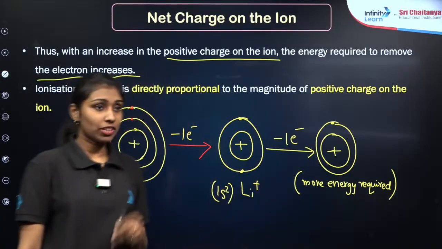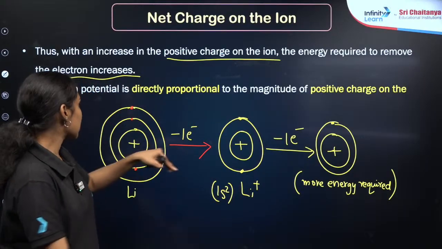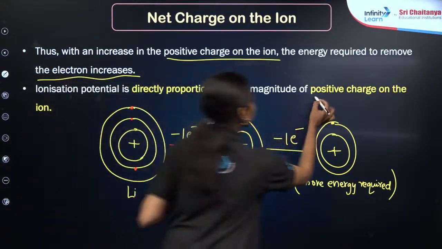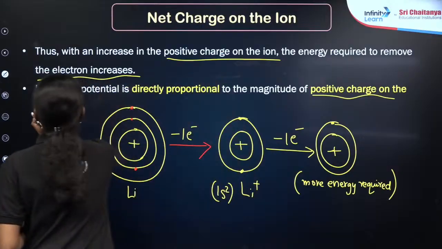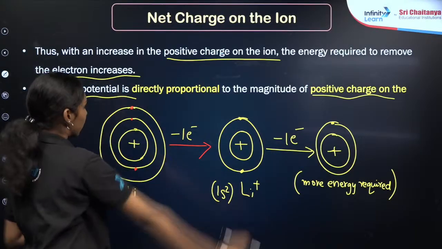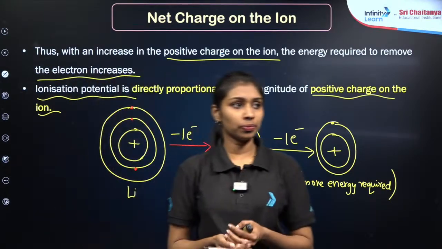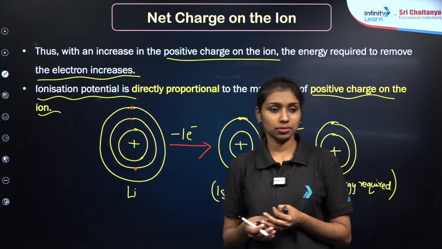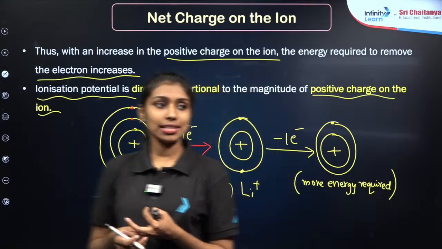More energy is required, which means that as the magnitude of the positive charge increases, the ionization potential or energy also increases. Is it clear? Just let me know.